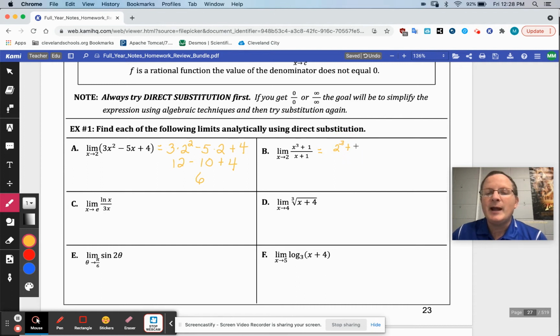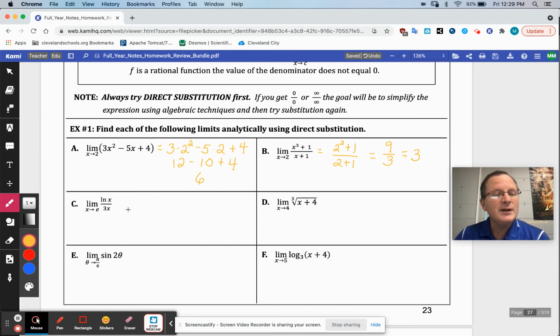Now notice I'm not writing the limit notation once I've substituted. Please keep that in mind. That's very important, notational wise. All right. And so 2 cubed is 8, and 8 plus 1 is 9. And I've got 9 over 3. And there we are. Yay.